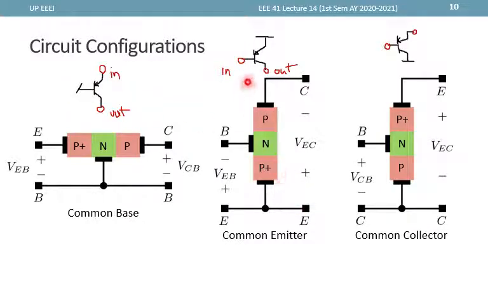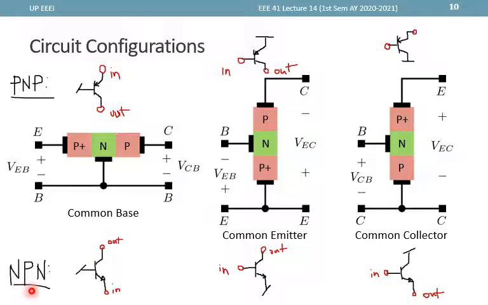Now for your common emitter, the input is the base, the output is the collector, and the emitter is connected to some fixed bias, which is usually the supply voltage. Now your common collector is configured as this. The input is at the base and the output is at the collector. Or sorry, rather the input is the base, the output is at the emitter.